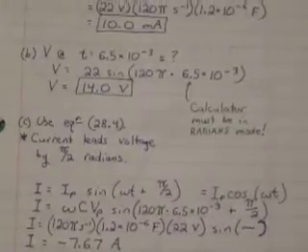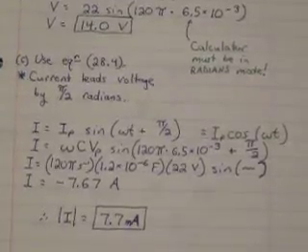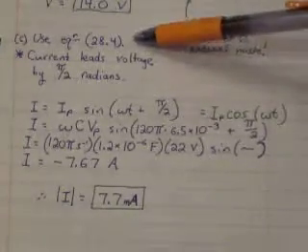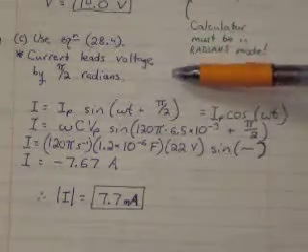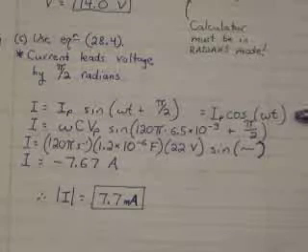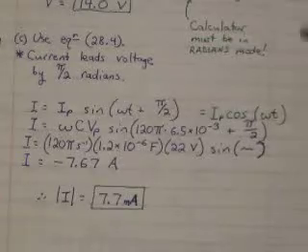For part C, to find the current, use equation 28.4 in the book. You'll notice that the current leads the voltage by pi over 2 radians. On this line, I've written equation 28.4. You can do it either way.